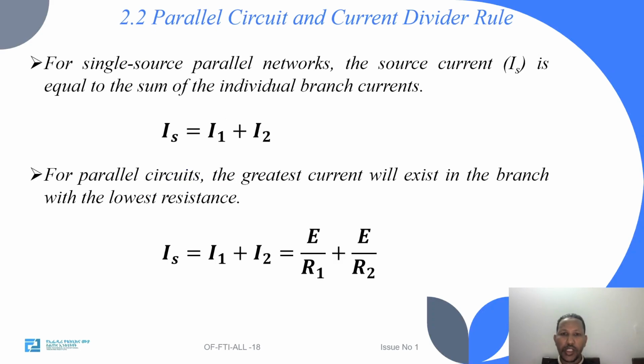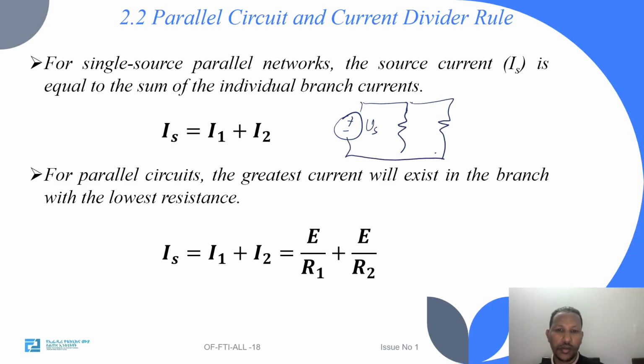For a single source parallel network, the current Is is equal to the sum of the individual branch currents. So that means if you consider this one, plus and minus, this is Vs. So you'll have this one. This is Is, this is I1, and this one is I2. So Is, the total current, will be I1 plus I2. For parallel circuits, the greatest current will exist in the branch with the lowest resistance.